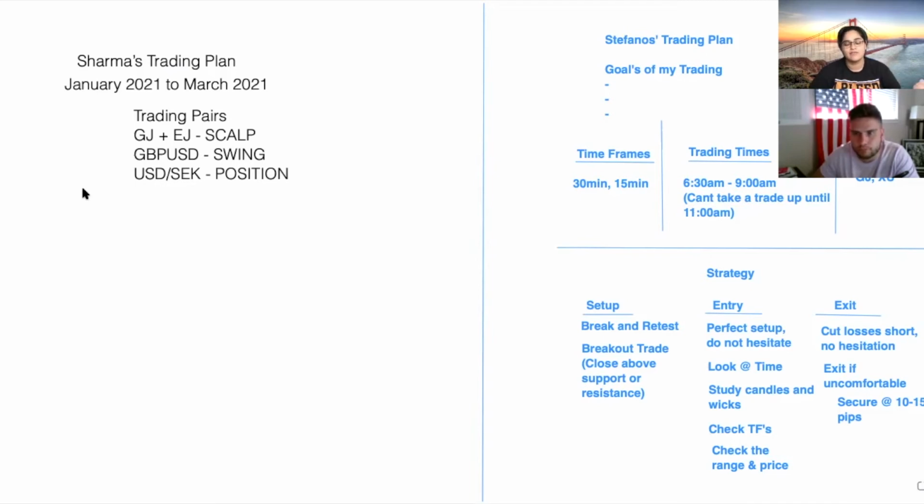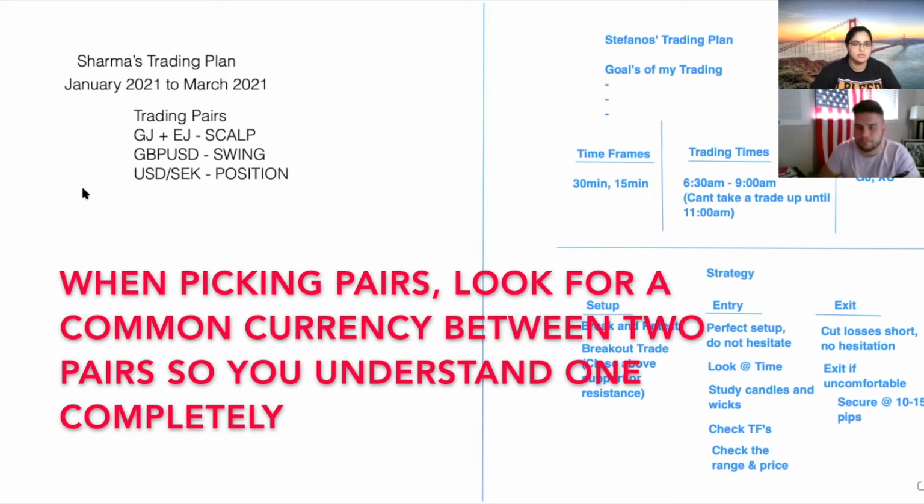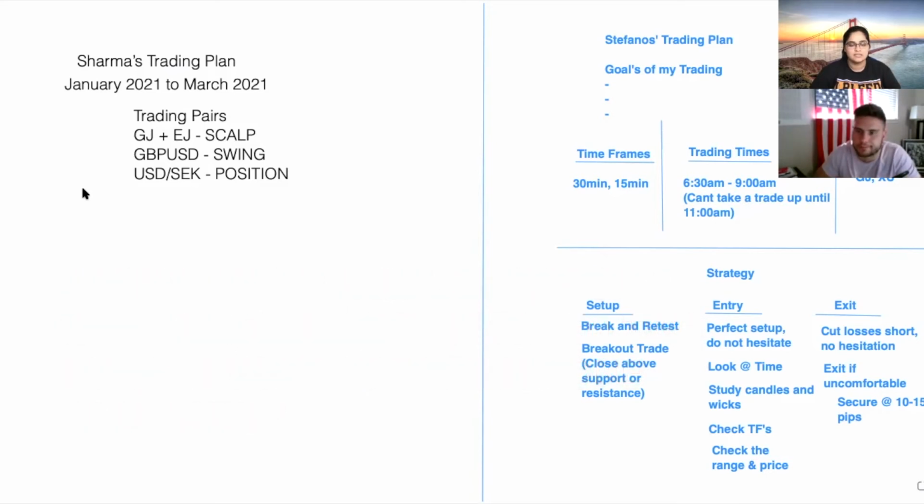In this case, if I'm swing trading GBP USD, the chances are I'm going to go with GBP JPY. The reason why is because I have the common denominator in both of them, which is GBP. I understand from a fundamental perspective exactly how GJ is going to move and exactly how GBP USD is going to move when it comes to GBP's fundamentals.